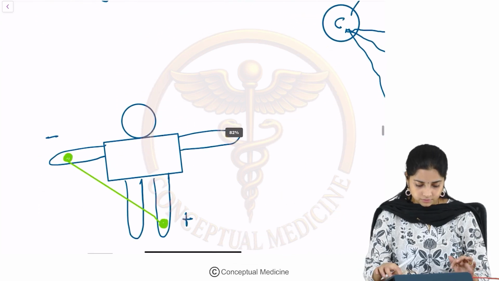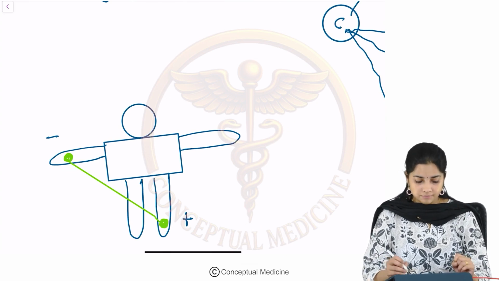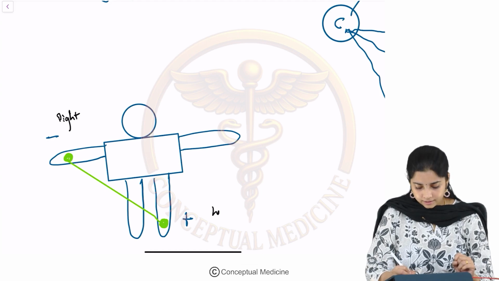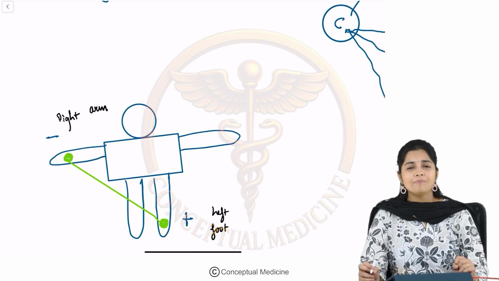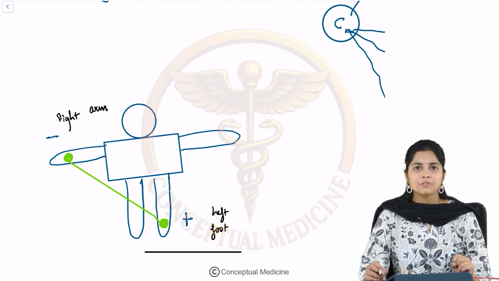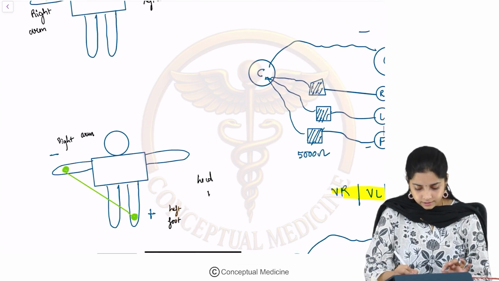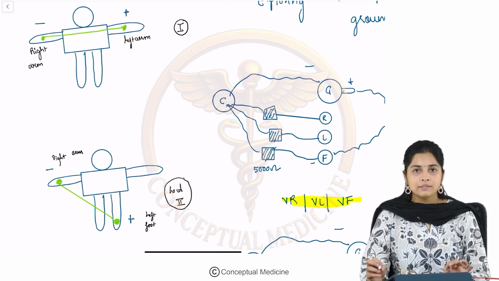Okay, fine. Let us look at the next diagram. How is this lead connected? This lead is connected by joining the right arm and the left foot. The left foot is connected to the positive pole of the galvanometer and the right arm is connected to the negative pole. A lead which is obtained in this way is called lead 2.